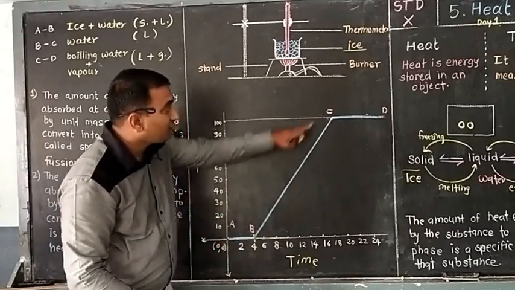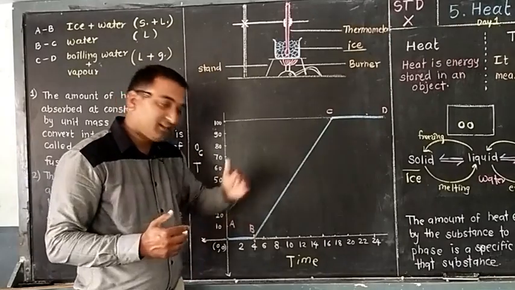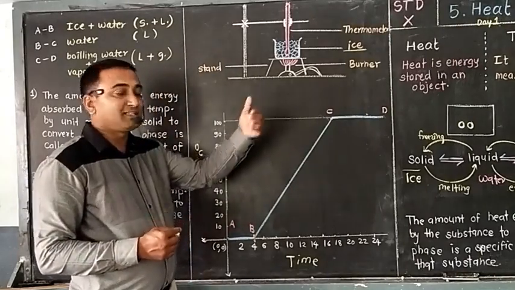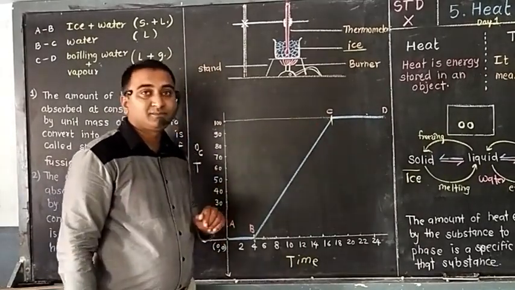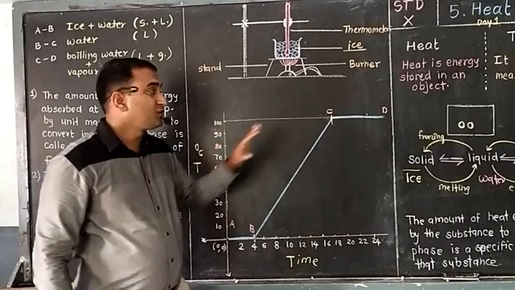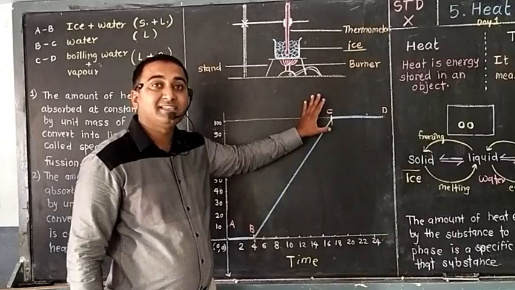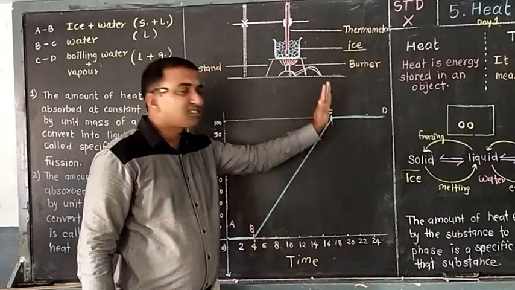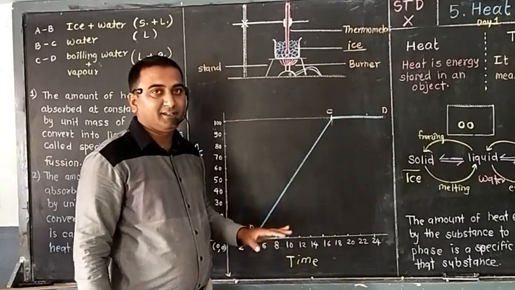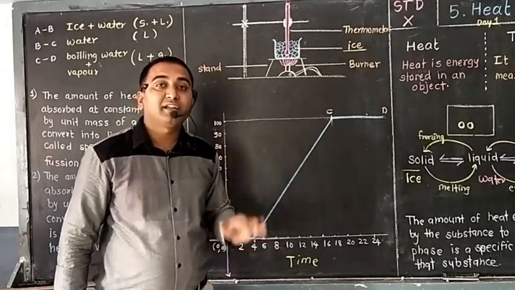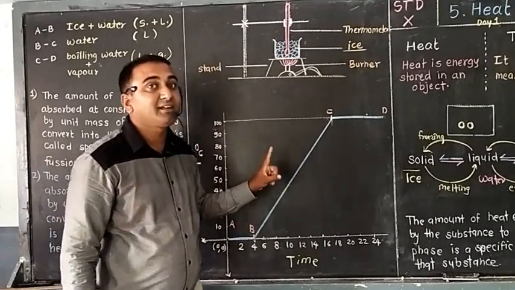So after B to C, there is a continuous increase in the temperature. It is absorbing heat and the temperature has also increased. But see here, at point C, the temperature reaches near about 100 degrees Celsius. So we have boiling water. After that, the rate of evaporation has increased, and here is the highest evaporation. If you heat this water further, definitely it will absorb heat, but there will not be a change in the temperature.